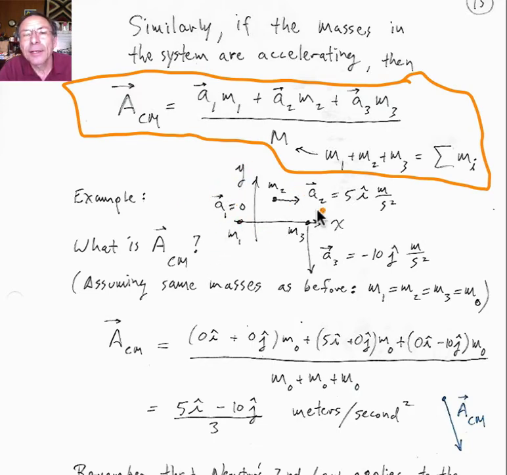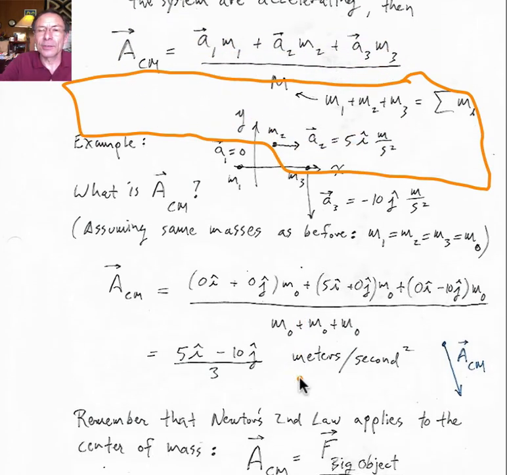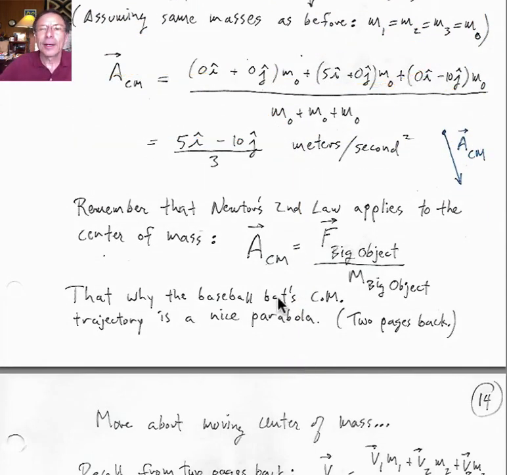And I have yet another example. Let's say particle 1 is not moving and particle 2 is accelerating to the right at 5 meters per second squared. And particle 3 is accelerating downward at negative 10 meters per second squared. And so I plug in my numbers. I think you guys know what's happening by now. And I get my answer.